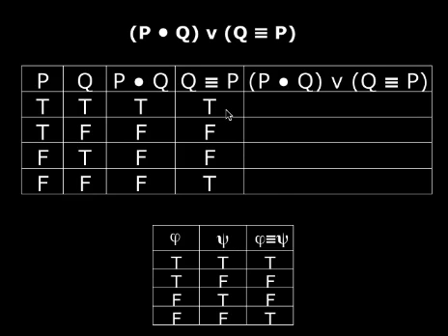And so on. When it's false true, this is false. False true gives us false. When it's true false, it's false. True false gives us false. And when they're both false, on row 4, both false gives us true. Okay, so far so good.